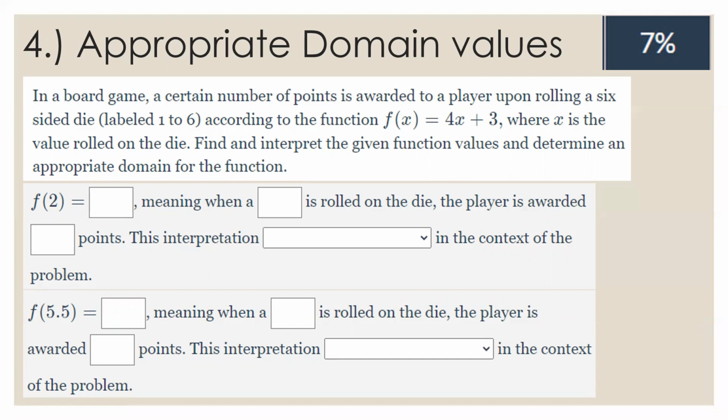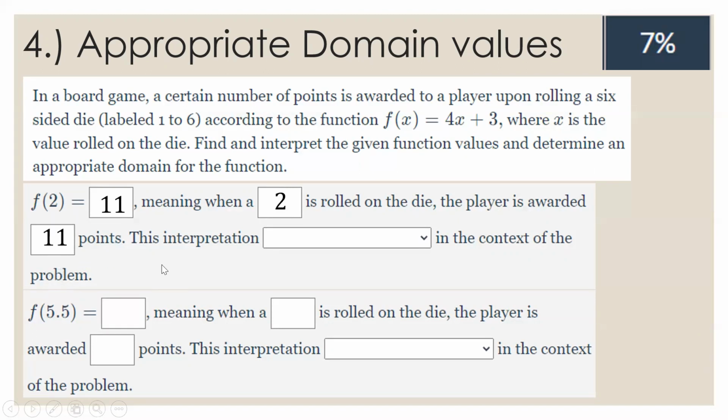So for the first part, it says f of 2. So they want you to plug in x equals 2. When you do that, you get 4 times 2 is 8. 8 plus 3 is 11. Okay, so now you have to get into what that means. Remember that in the problem, it tells you that x is the value rolled on the die. So when a 2 is rolled on the die, the player is awarded 11 points.